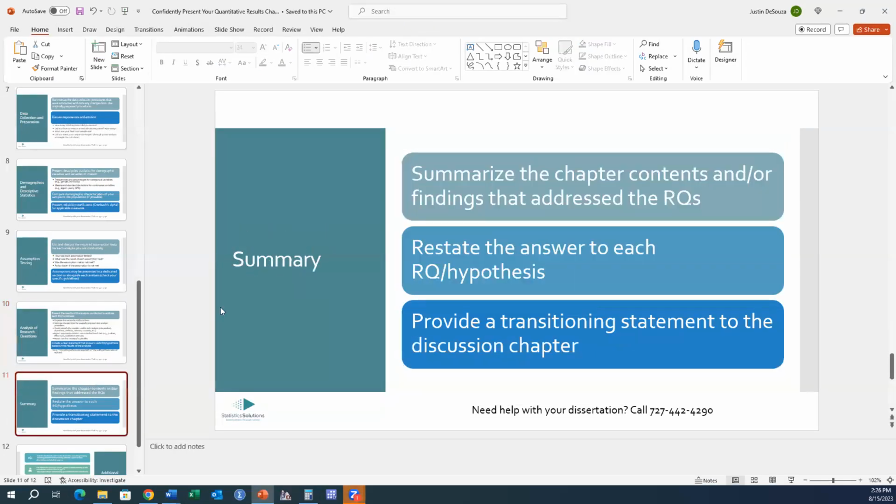Okay, and then you conclude with a summary after you present your findings. So summarize the contents of the chapter. What were the findings of the research questions? And give a definitive statement. Did you reject or fail to reject the hypothesis? And then provide a transition statement to your discussion.